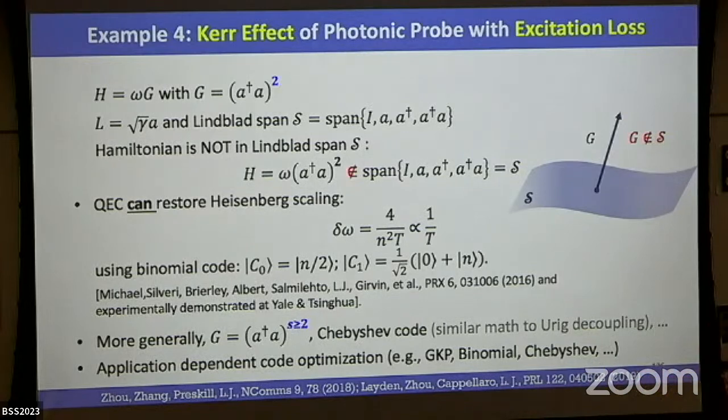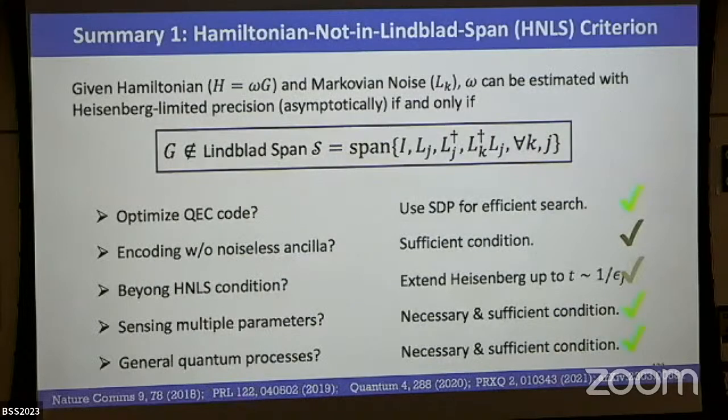So the logical evolution will depend on whether it's logical 0 or logical 1, and the evolution will be proportional to the Kerr effect that you try to sense. At the same time, we know the binomial code can correct photon loss error. So you can correct loss error while performing sensing for the phase, for the Kerr effect.